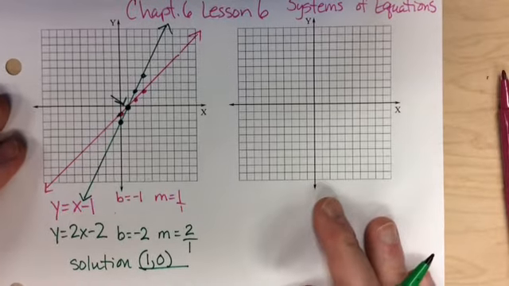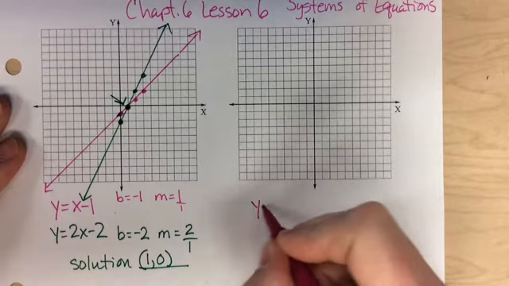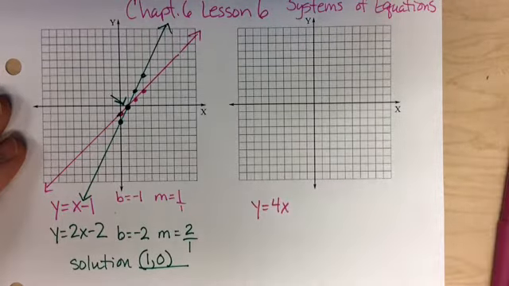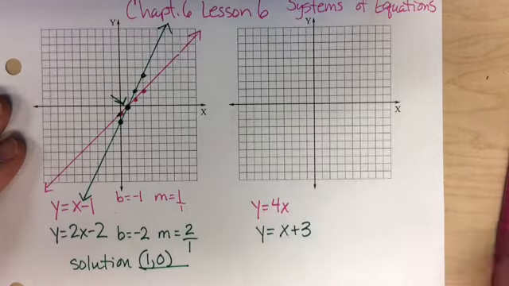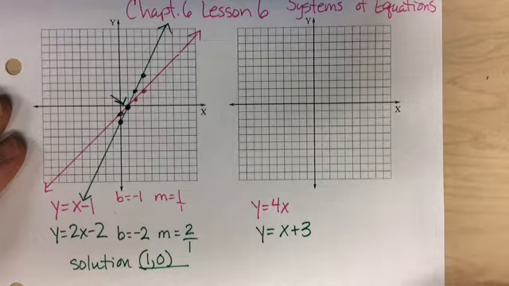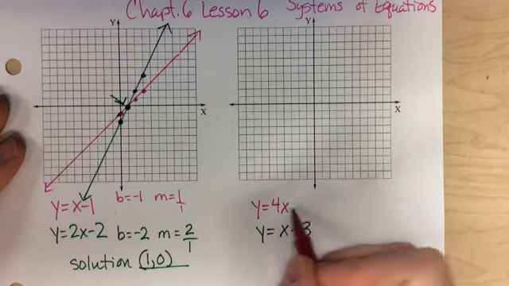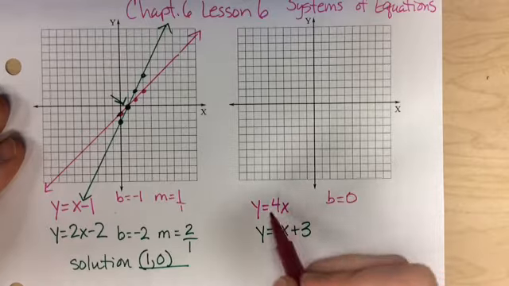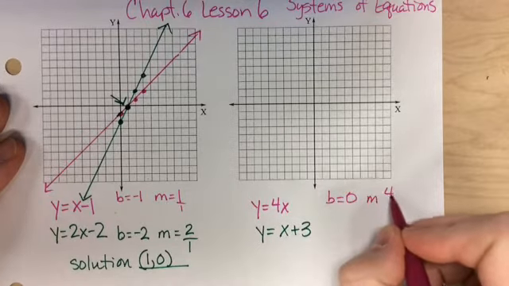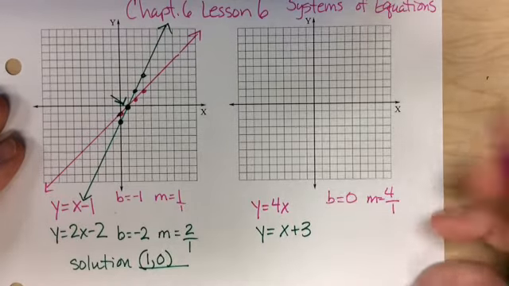Let's look at another example. I'm going to have y equals 4x and y equals x plus 3. So let's start with y equals 4x. Well, I'm looking for my y-intercept, which is b. Y equals mx plus b. Well, there's nothing there for b, so b must equal 0. And then my slope is 4, or we would just call that 4 over 1, because it's a whole number, we put it over 1.